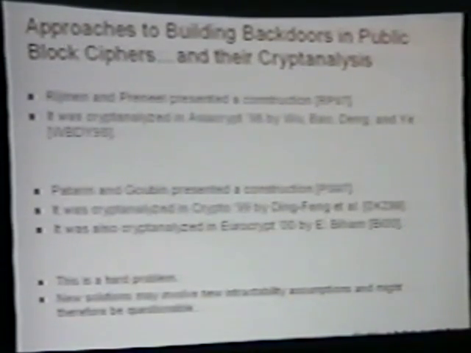So Richmond and Pernille presented a construction for this. It was cryptanalyzed in Asiacrypt 98. Patarin also presented a construction. It was cryptanalyzed in both Crypto 99 and Eurocrypt 2000. So this is a very difficult problem, very difficult problem. And new solutions for it may very well involve new intractability assumptions that may or may not be related to previous intractability assumptions, and they therefore may be questionable.